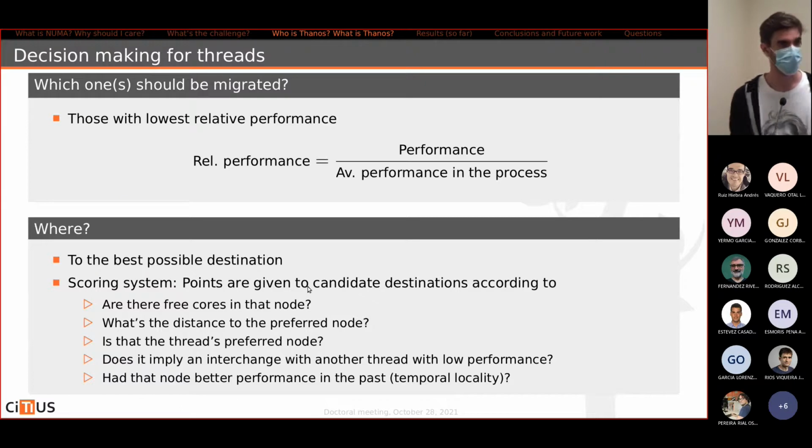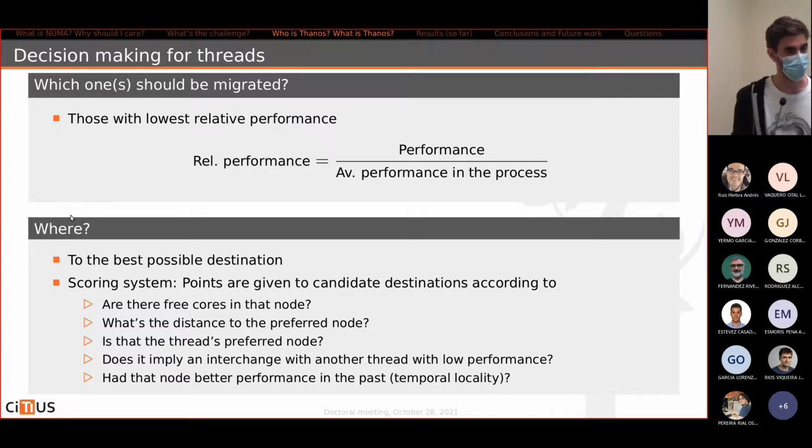We move on now to the decision-making process, and we start with the threads. First, we have to know which threads should be moved to increase the performance. And we pick those threads whose relative performance is lowest. That means the performance is very low compared to the rest of the threads in the process.